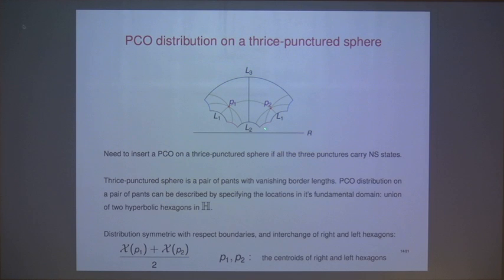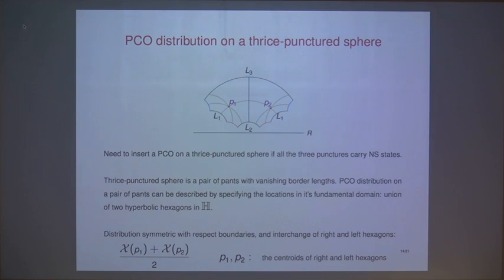So the way is to choose the centroids of the two hexagons, right and left hexagon. And the centroid has a nice property that when I exchange the boundaries, the centroid is unaffected. And when I choose two locations, one on the right hexagon and one on the left hexagon, I gain the symmetry under the exchange of right and left hexagon. So I can pick these two points, place PCOs there, and then consider an average.